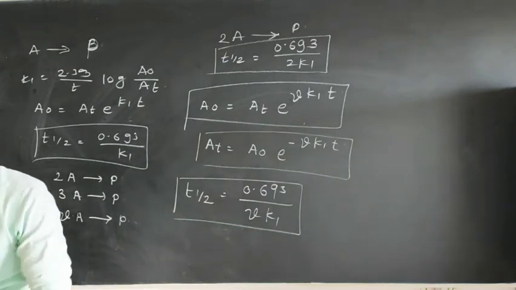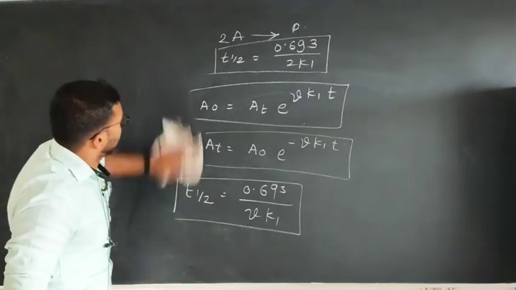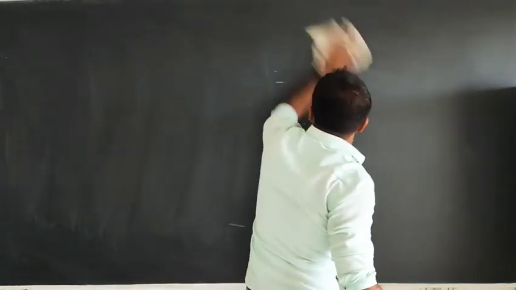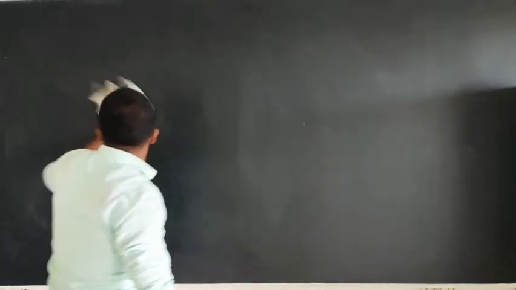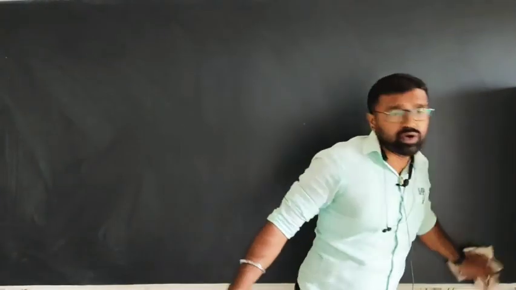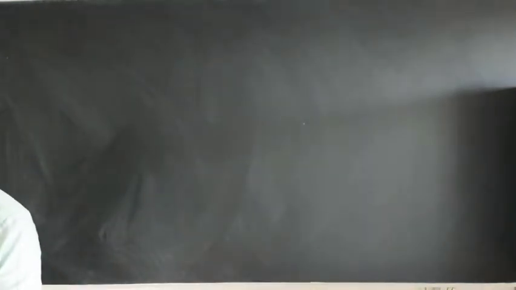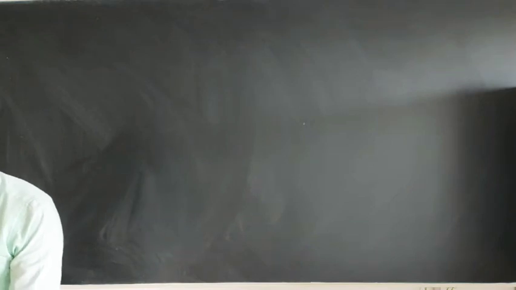I will only tell the numerical, I will not write it here. Just write the numerical in your running notebook. A reaction is 25% completed in 25 minutes. What would be the concentration after 50 minutes?